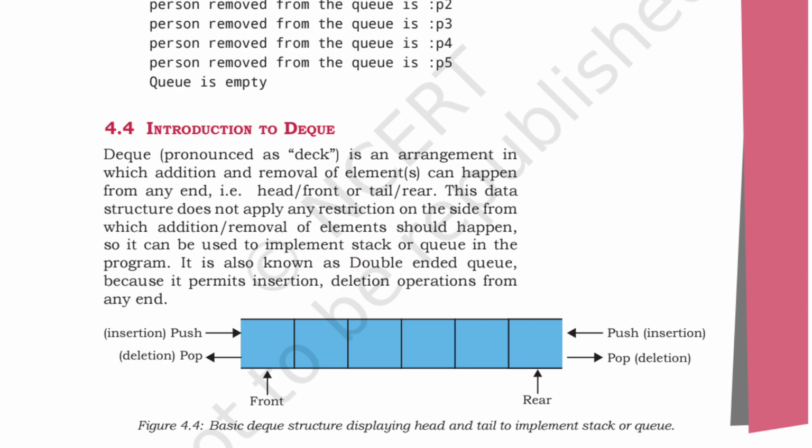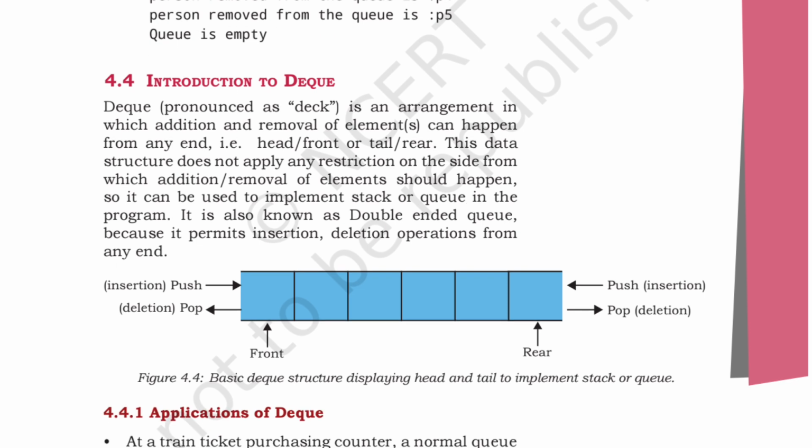So over here, a deck is the arrangement in which addition and removal of elements can happen at the end, at the head or at the tail. This data structure does not apply any restriction on the side from which addition or removal of an element should happen. So it can be used to implement a stack or queue in the program. It is also known as a double-ended queue because it permits insertion and deletion operations at both ends.